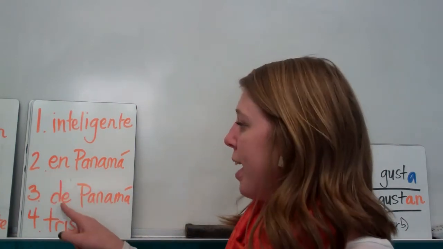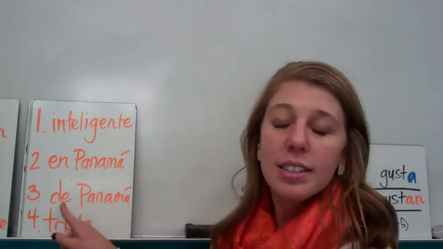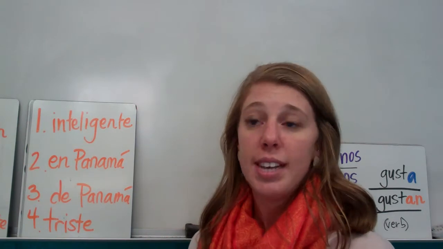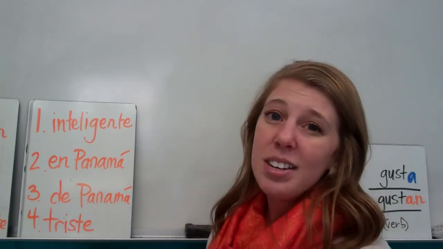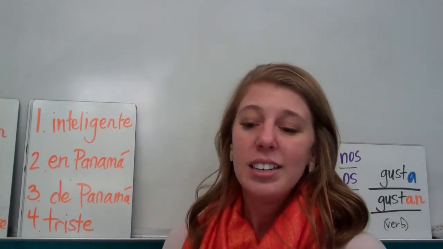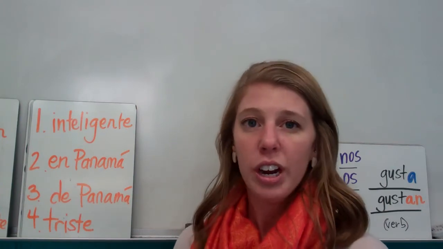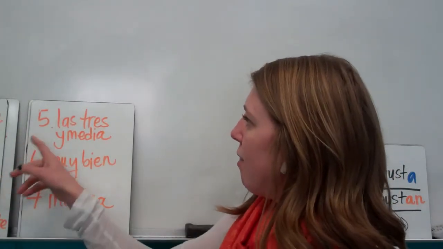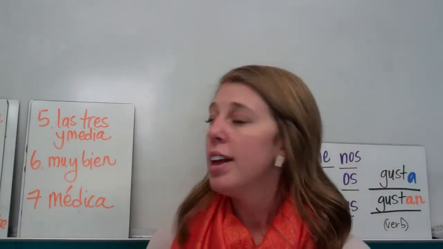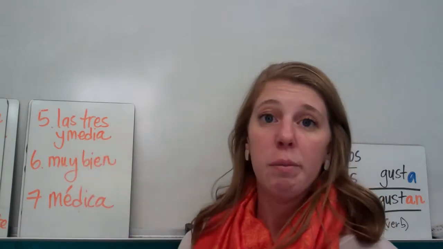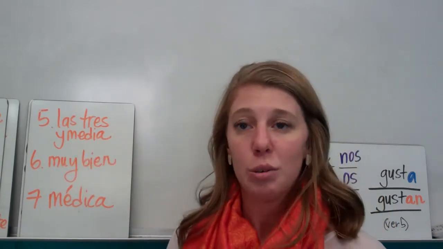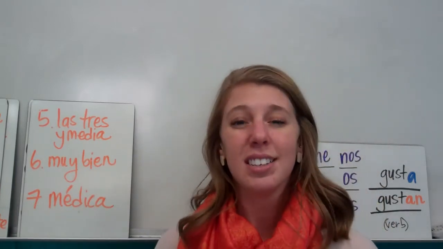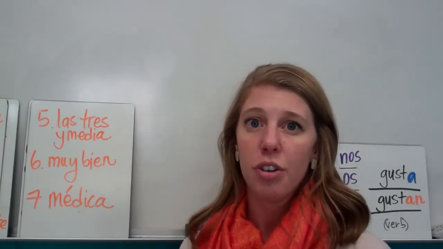Okay, number 3, we have de Panama. So when we see this de, we know that it's an origin, where we're from. So we're going to use the verb ser. Okay, triste, that's an emotion, it means sad, and so it's a temporary thing, it changes very often, so we're going to use estar. For number 5, we have las 3:30. This means 3:30, so obviously that's a time, we're going to use ser. Okay, muy bien. Muy bien means really good, so that's a condition of how we are right now, so we're going to use the verb estar.